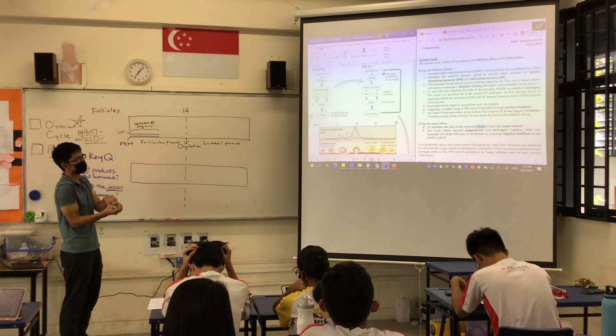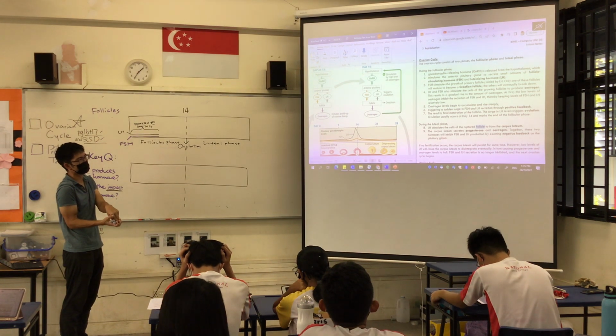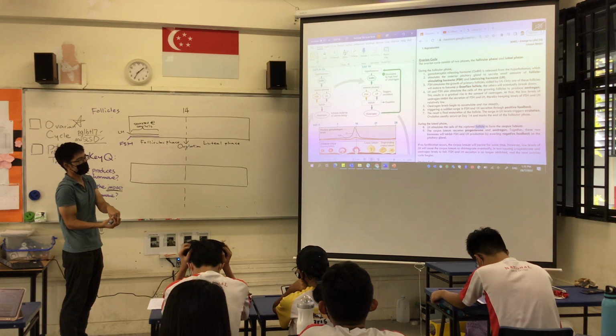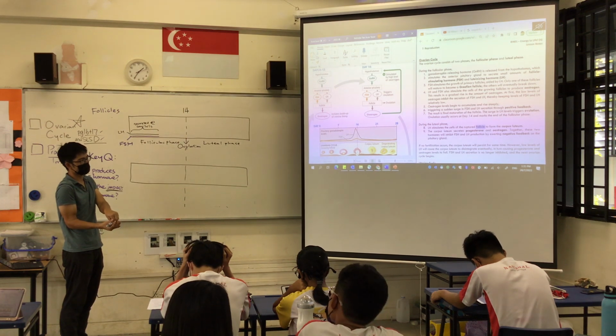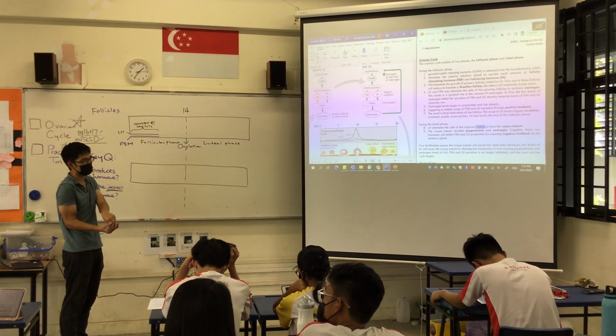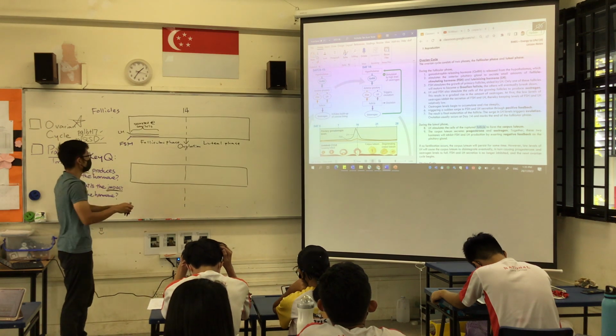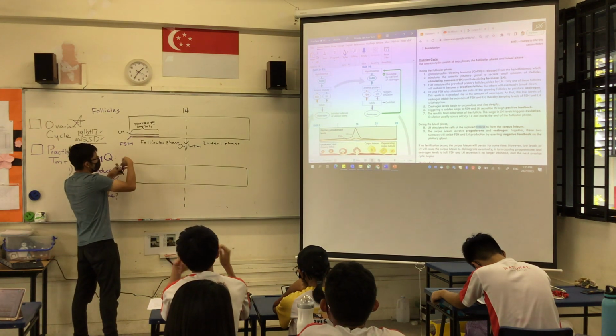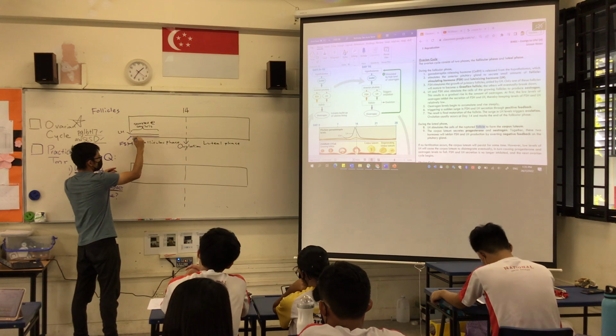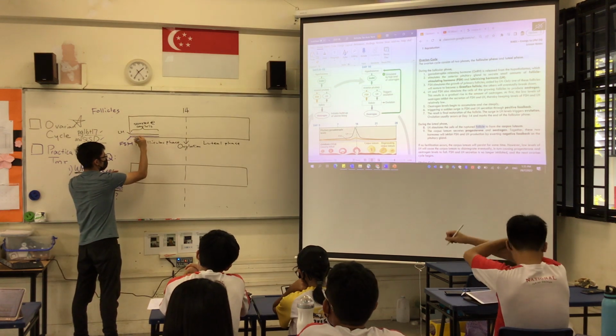FSH stimulates the growth of primary follicles aided by LH. Only one of these follicles will mature to be a Graafian follicle, the others will eventually break down. Okay, so what does this mean for you? These two hormones combine together. This is what they do.